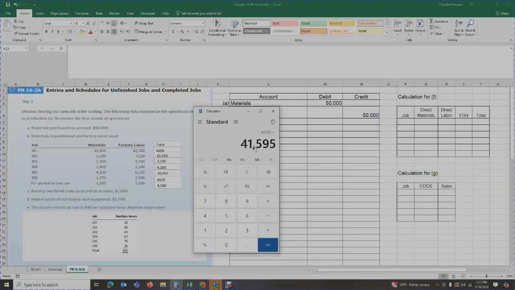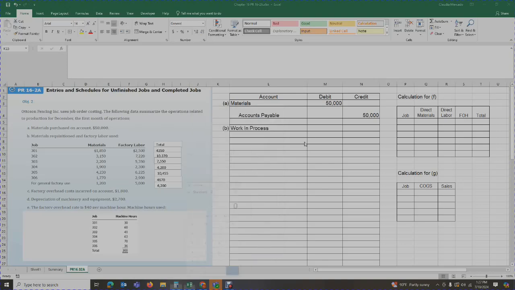That's how much I've spent in material and labor for jobs 301 through 306. So in my work in process, I'm going to increase it by $41,595. That is how much has been put into work in process, which includes labor and materials. Now we also have to bring in our factory overhead. Remember, factory overhead are the costs associated with the factory.